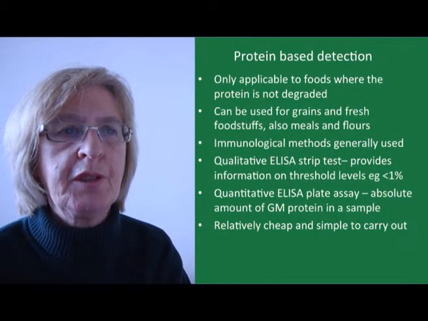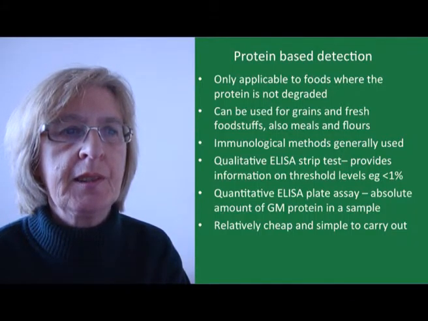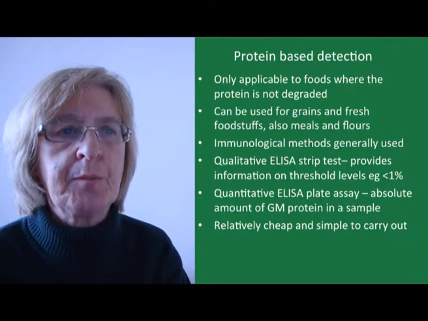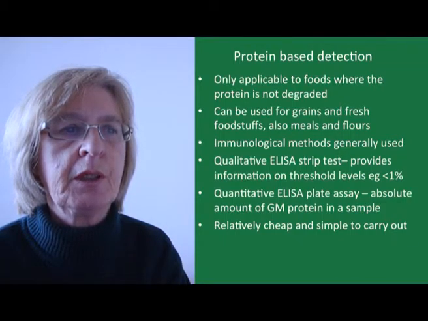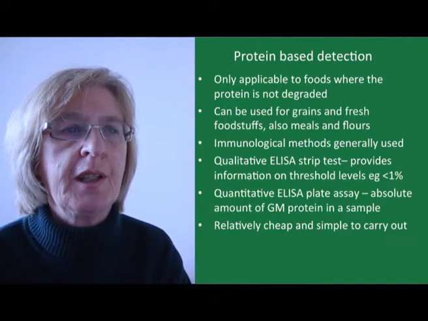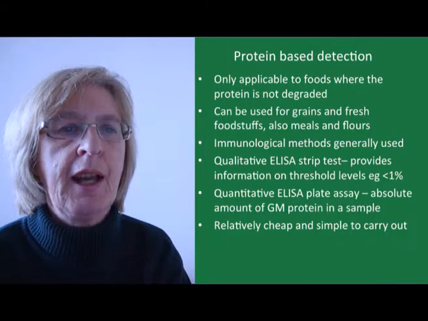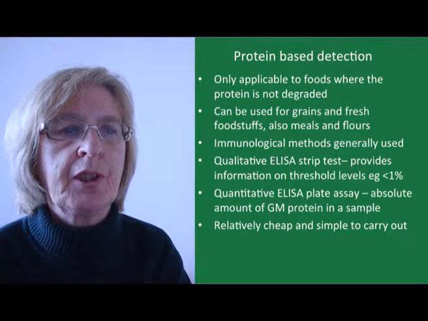The other option is protein-based detection, but this is only applicable to foods where the protein is not degraded. So it can be used for grains and fresh foodstuffs, as well as meals and flours, but not for foods where there has been more intensive processing. It uses immunological methods to test for specific proteins of interest. The qualitative ELISA strip test will give information on thresholds, such as less than 1%, whereas a quantitative ELISA plate assay can determine the actual amount of GM protein in a sample. It's relatively cheap and simple to carry out.